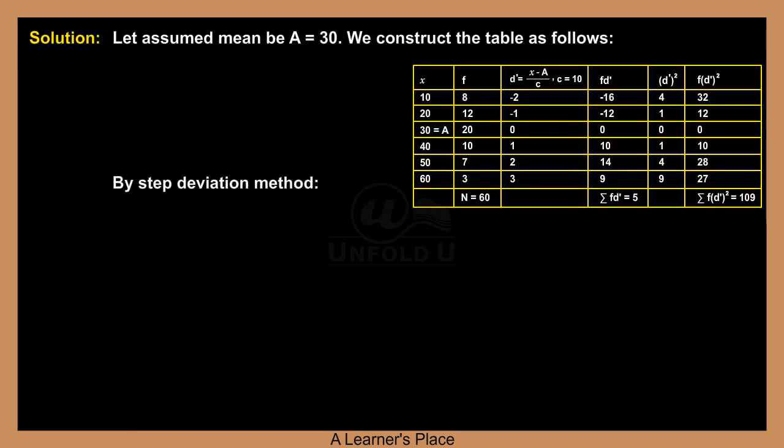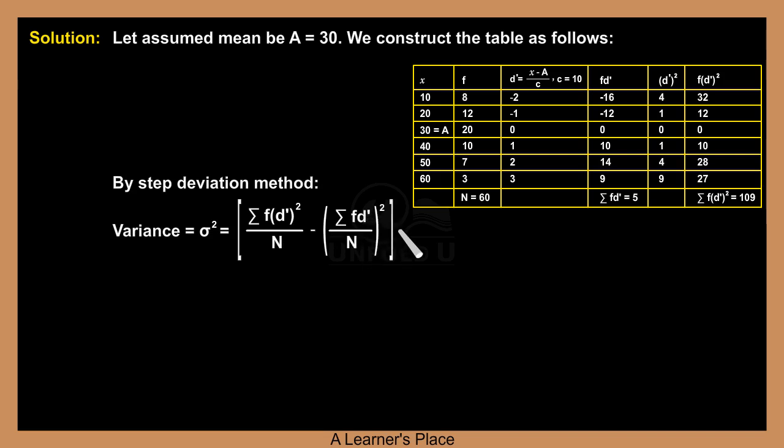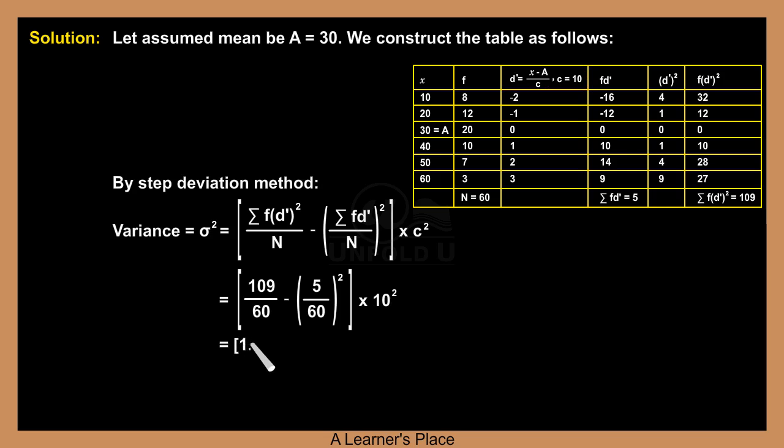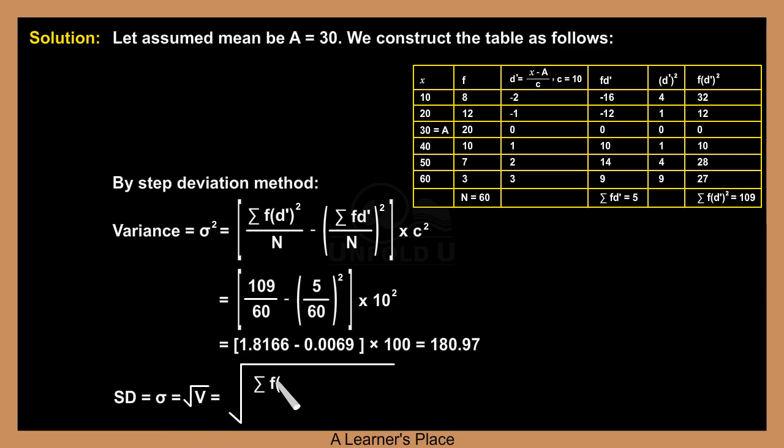By step deviation method, variance is equal to sigma square is equal to summation f d dash square upon n minus summation f d dash upon n whole square into c square is equal to 109 upon 60 minus 5 upon 60 whole square into 10 square is equal to 1.8166 minus 0.0069 into 100 is equal to 180.97.